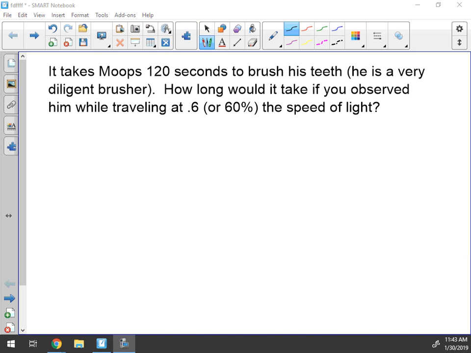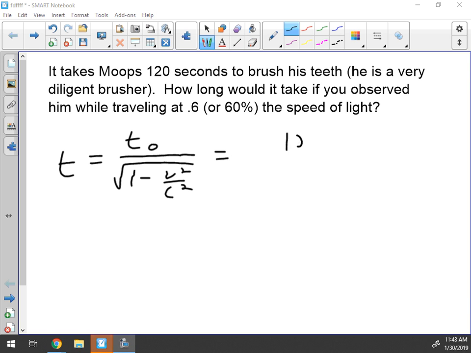So we have our equation for time dilation. It is time equals the original time divided by the square root of 1 minus v squared over c squared. So we're going to plug our numbers in. We're going to set this equal to 120, that is the original time. We have the square root of 1 minus, and for the velocity, we're going to put 0.6c.